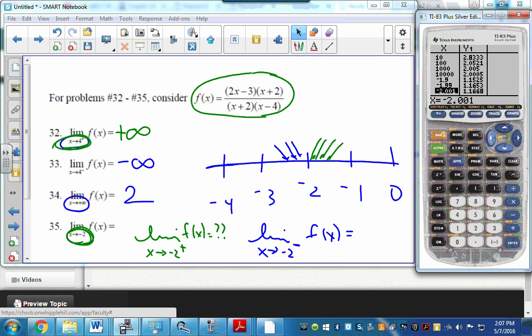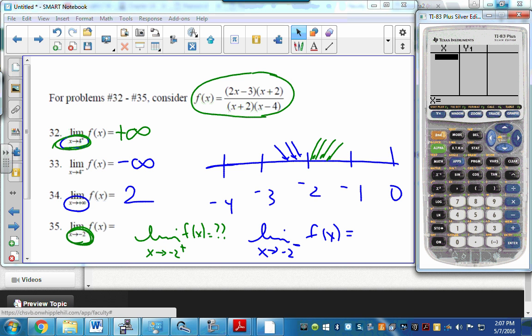I want to get all these in the same window at the same time. Let me go back to table setup just for a minute and make this auto. Look at the table. Okay, I have that. And then table setup and go back to ask. I'm not sure why it didn't clear itself off the first time.